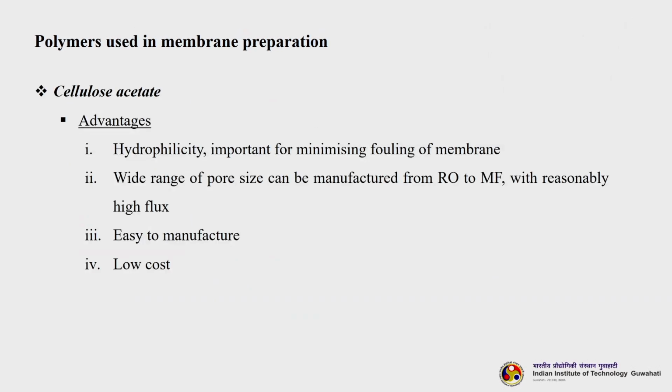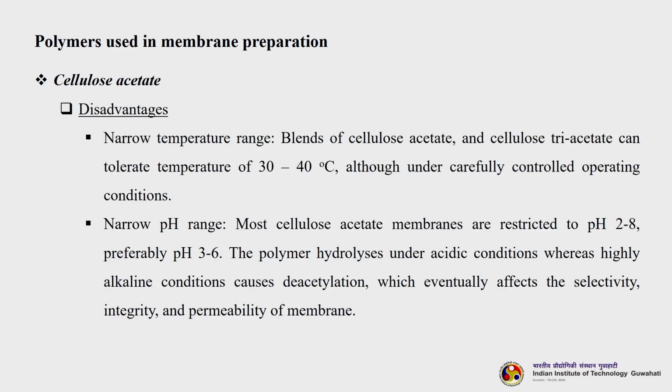So, let us understand the different advantages and disadvantages of cellulose acetate. Now, the advantage is hydrophilicity. The more hydrophilic the material is, the less the fouling will be. A wide range of pore sizes can be manufactured, from RO to microfiltration, with reasonably higher flux. It is very easy to manufacture and the cost is of course low. But it has certain disadvantages also.